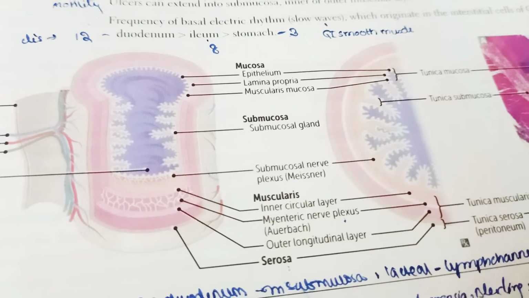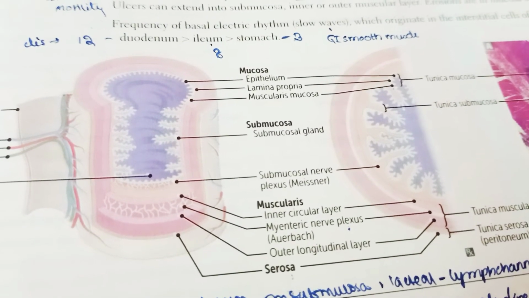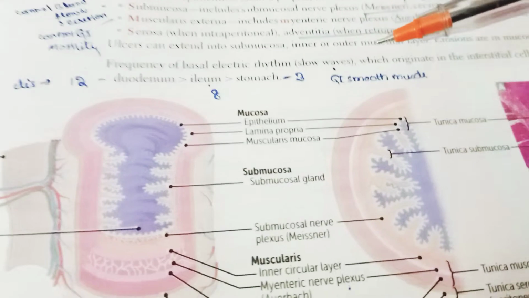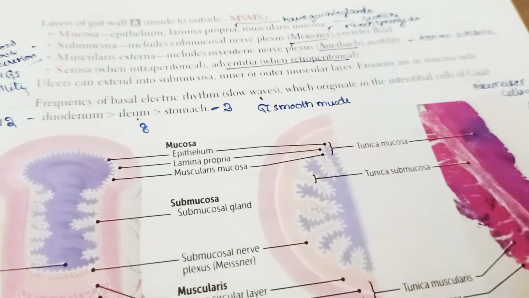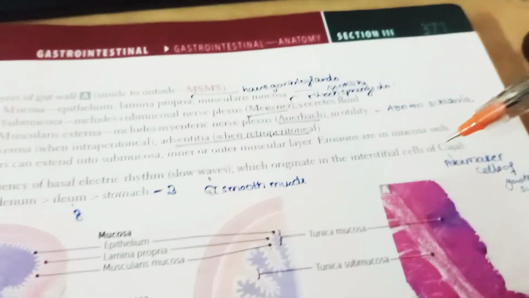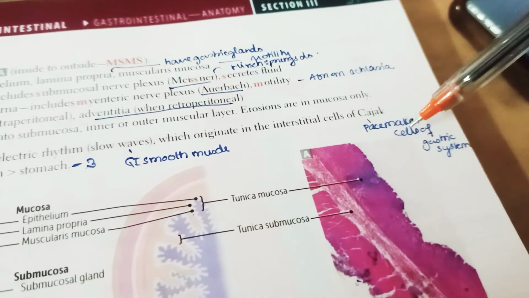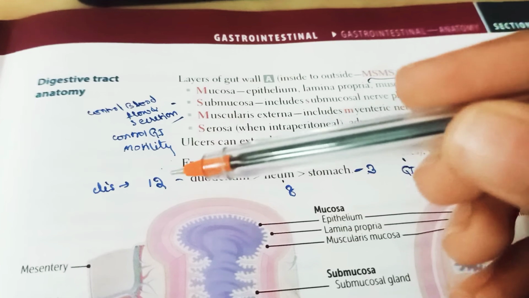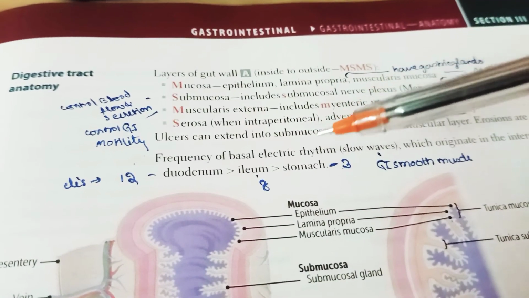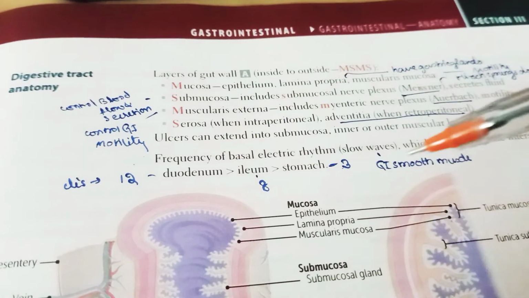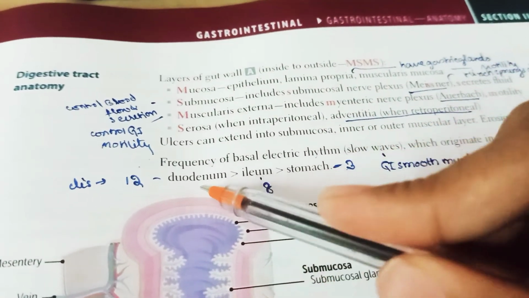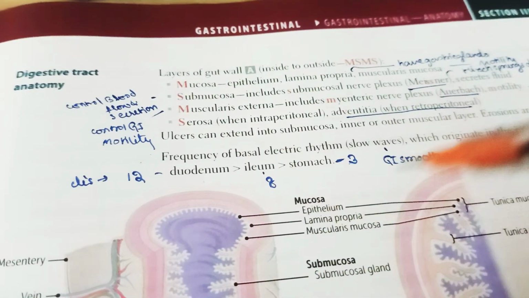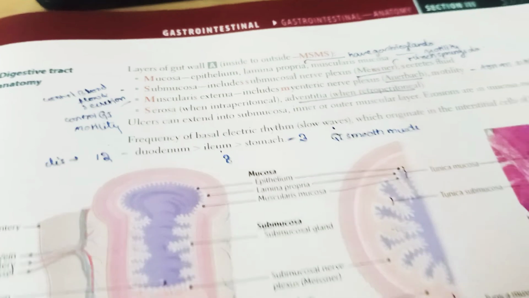Frequency of basal electric rhythm, that is called slow waves. Slow waves are present in GI smooth muscle, and these slow waves originate from interstitial cells of Cajal, the pacemaker cells of the gastric system. So the frequency in the duodenum will be 12, ileum will be 8, and stomach will be 3. What are these? Actually, they are slow waves. Duodenum can form 12 slow waves, ileum can form 8 slow waves, stomach can form 3 slow waves.